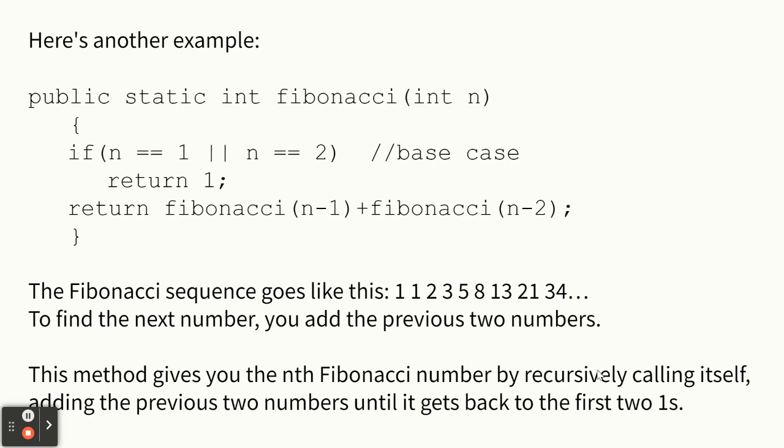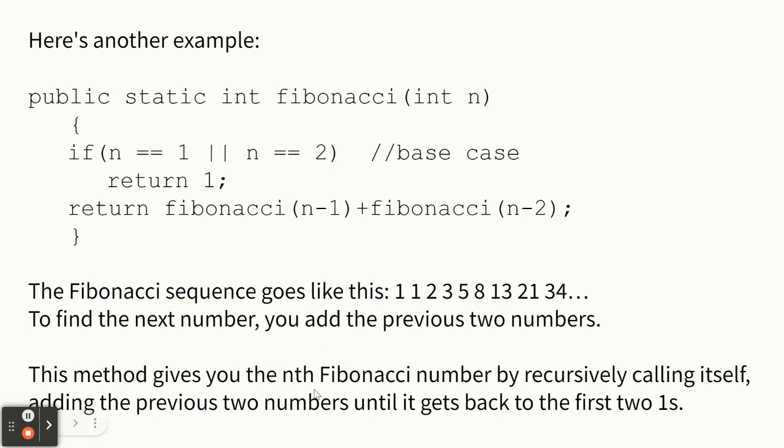I don't know if you remember, the Fibonacci sequence goes 1, 1, and then from then on it's just add the previous two numbers. So we get the 2 by adding 1 plus 1. We get the 3 by adding 2 plus 1. We get the 5 by adding 3 plus 2, and so on.